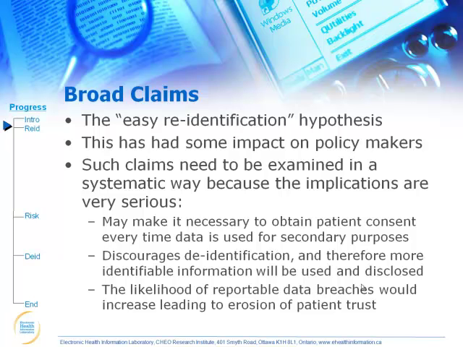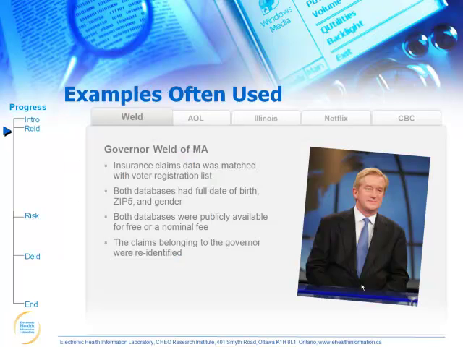And if health information custodians or data custodians don't de-identify because they believe it's not effective, then there'll be more chances of these breaches occurring. So all of these are terrible, undesirable consequences. So this is really an important issue, whether de-identification works or not. And I'll go through 5 examples that people often use to argue that re-identification is easy.